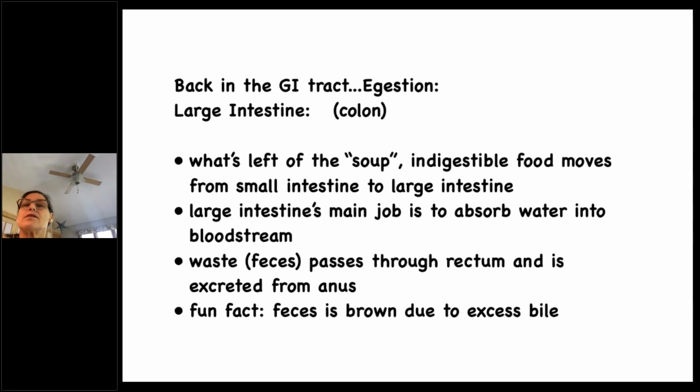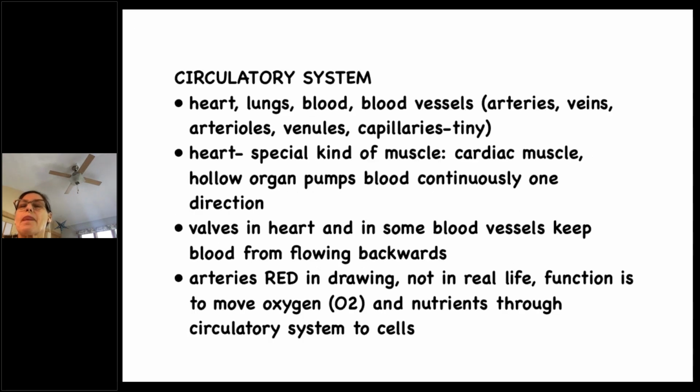Okay, the circulatory system. The heart, the lungs, and the blood vessels are the important parts of the circulatory system. The heart is a special kind of muscle. It's a hollow organ, and the most important thing to remember about the heart is that it pumps blood continuously in one direction. There are valves in the heart, and some blood vessels have valves, and that keeps the blood from flowing backwards.